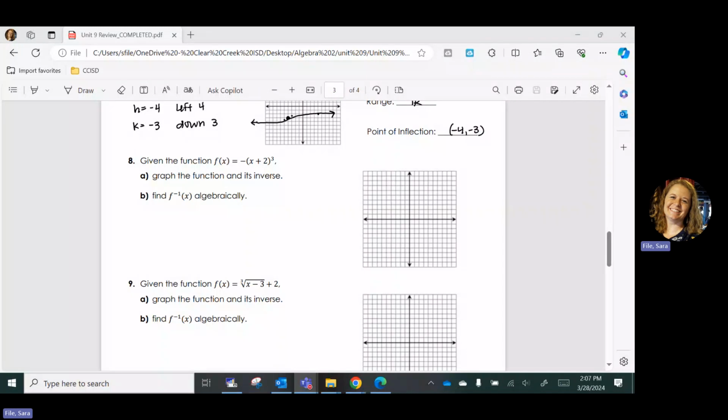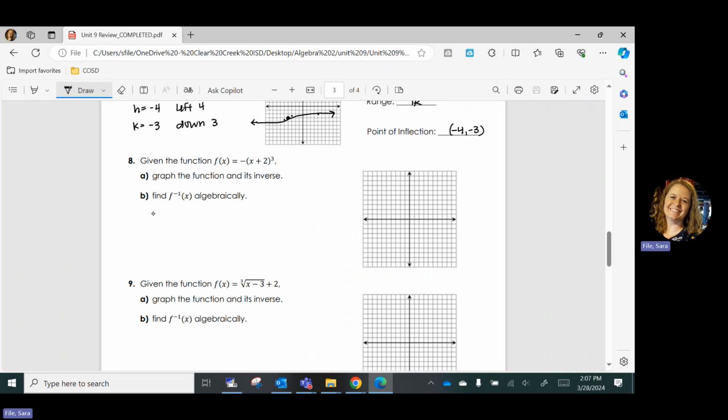This is the next video. We're on number 8 of the Unit 9 review, starting to go over inverses. These are actually the notes that we just took on Thursday, so they should be the freshest ones in your mind. But remember, to find an inverse, we have to switch x and y. So we're replacing f of x with y and switching x and y.